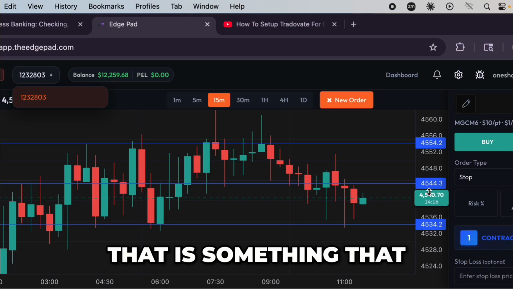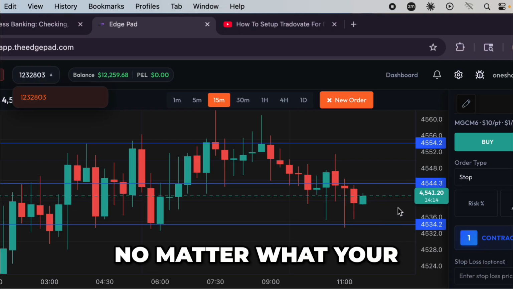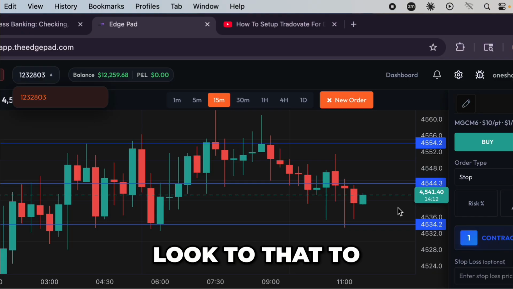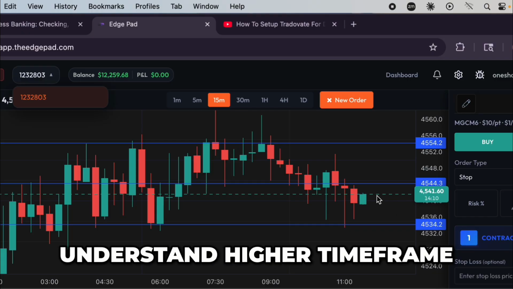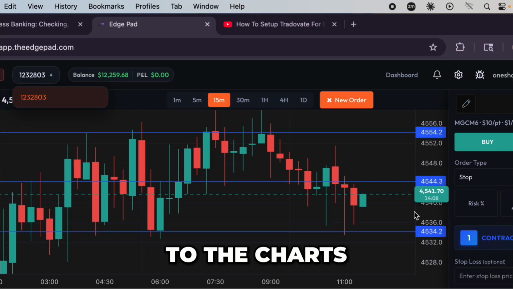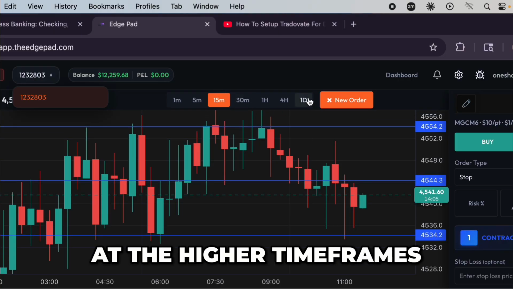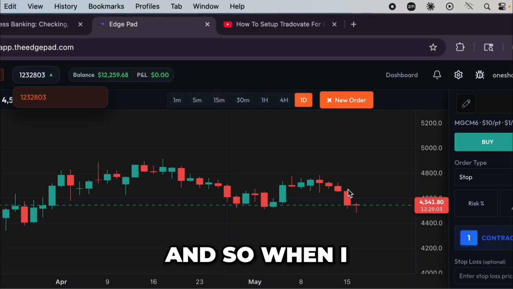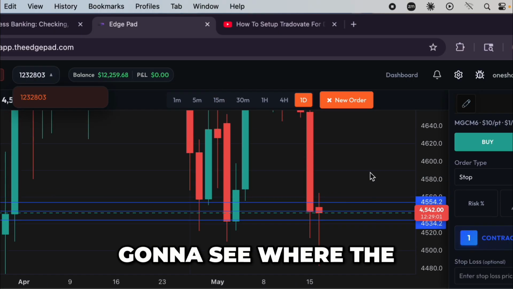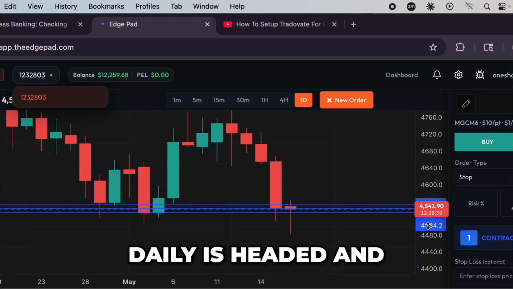So I think that no matter what your edge is, it's important that you look to understand higher time frame versus lower time frame. So when I get to the charts, I'm always first starting at the higher time frames. And so when I come here, I'm going to look at the daily and I'm going to see where the daily is headed and what it's been doing.